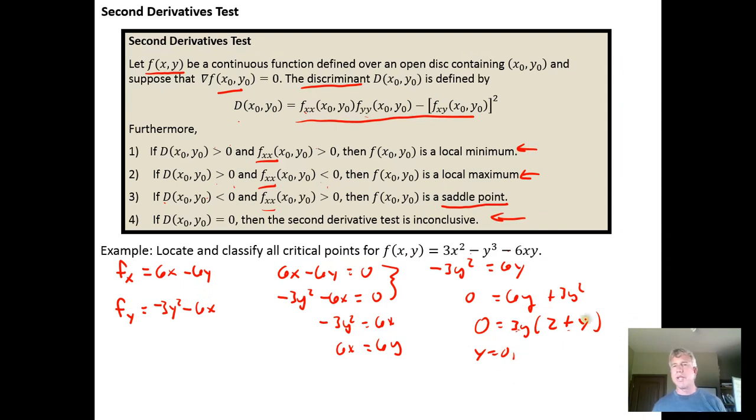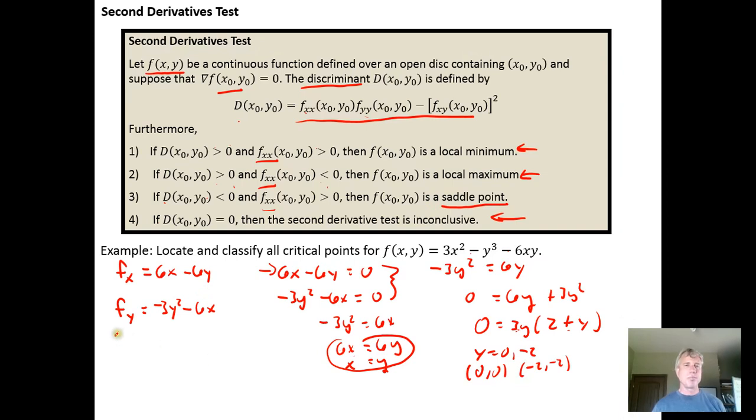And y equal -2 would zero this side out. And then we just need to step over to one of our two equations here and figure out what the value of x is that goes with the value of y. So here I have the relation 6x equals 6y, which tells me that x equals y if we divide both sides by 6. So if x equals y, that means when y is 0, x is 0, and when y is -2, x is -2.